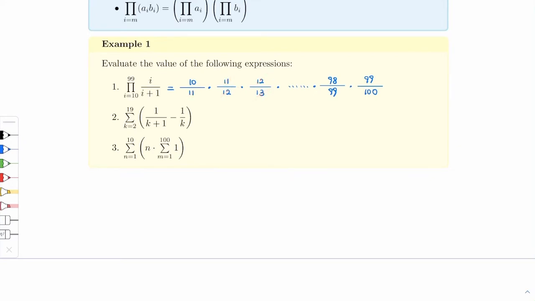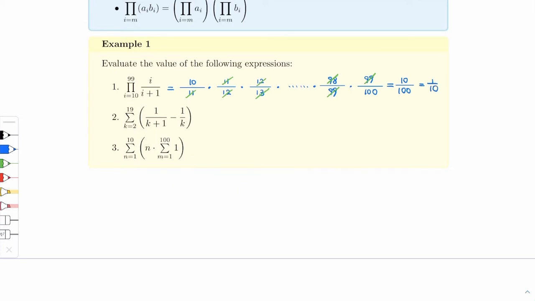So eventually, we don't have this anymore. Eventually, you'll get 10 over 100, which will give you 1 over 10. So that's the first one.